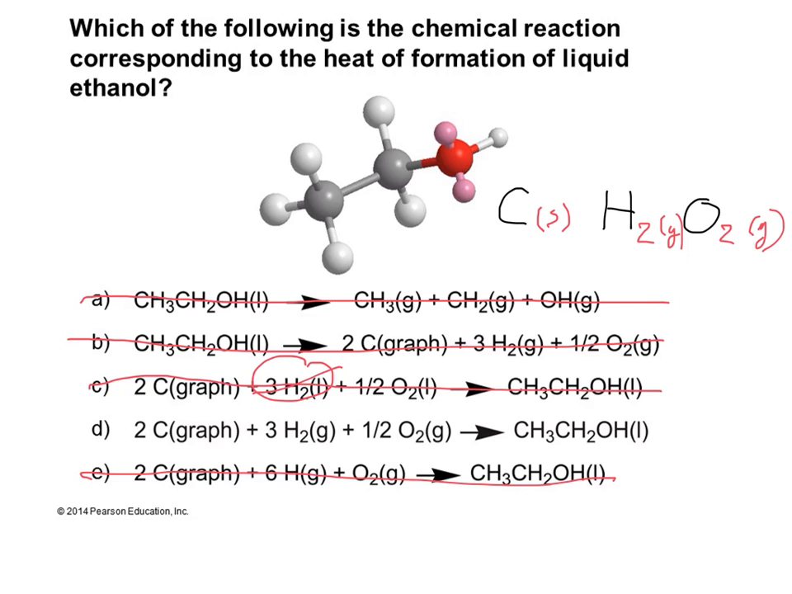Let's go ahead through with our checklist. Is our hydrogen a diatomic gas? Yes. Does it balance? 2 carbon, 1, 2. 6 hydrogens, 3, 5, 6. Good. 1 oxygen, 1 oxygen. Winner, winner, chicken dinner.